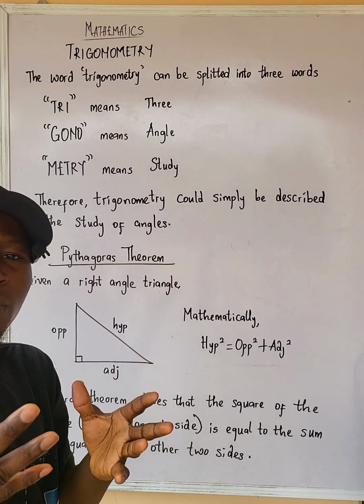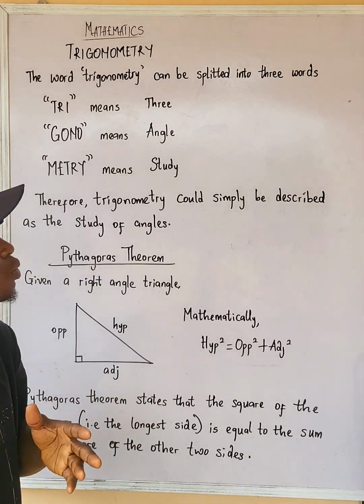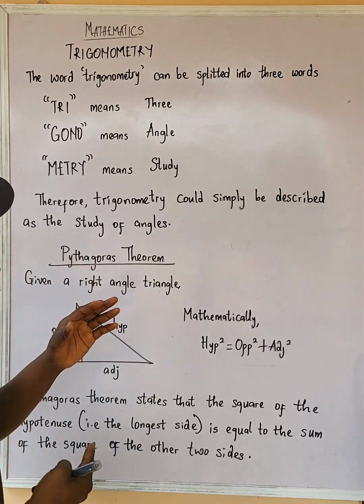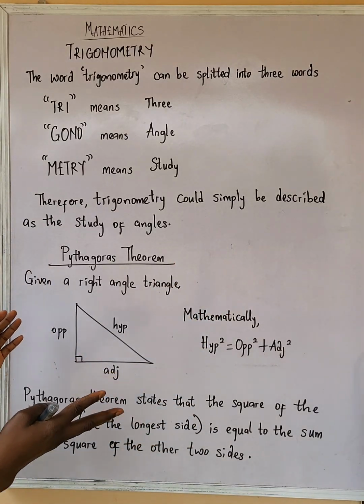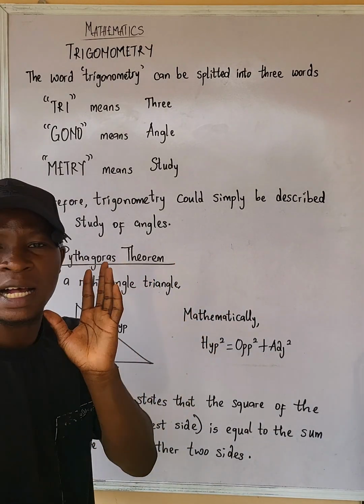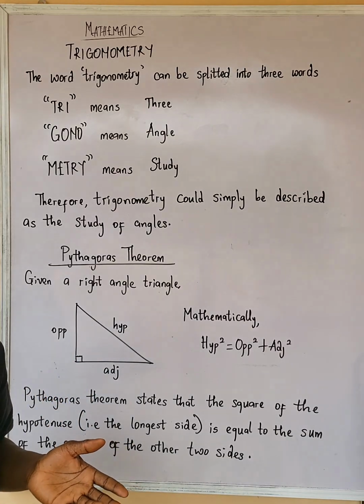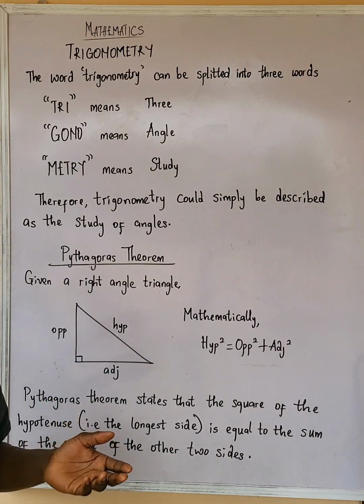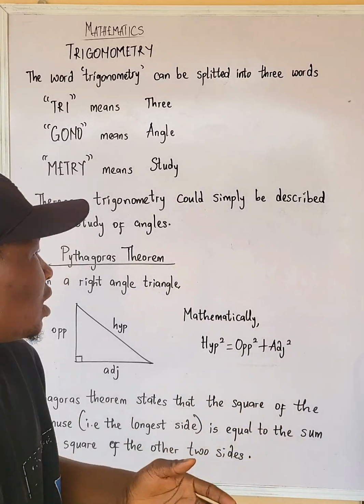So trigonometry was gotten from 3 words. Try means 3, gono means angle, and metry means study. So therefore trigonometry could simply be defined as the study of angles. Do you understand? Or you can say trigonometry could simply be defined as the study of 3 angles.